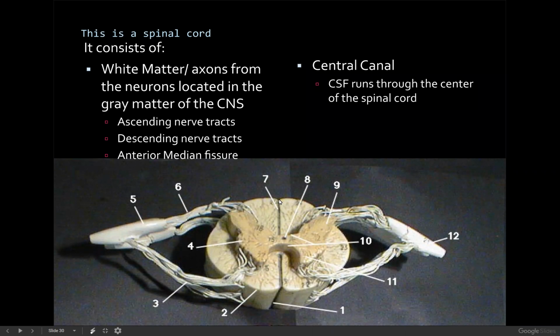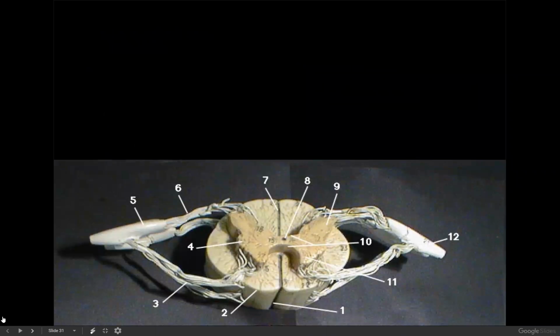And then there's a central canal right in the middle, and that's where our CSF runs through. So it actually flows over the brain, goes down through the central canal, and then it goes back up the spinal cord through the dura. So let's take a minute and identify the anatomy.